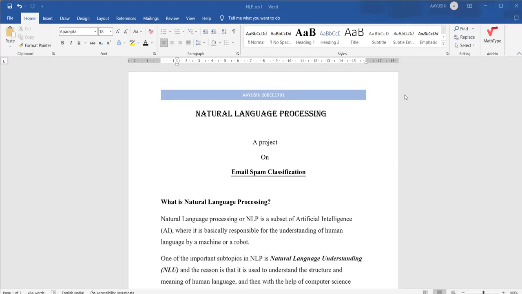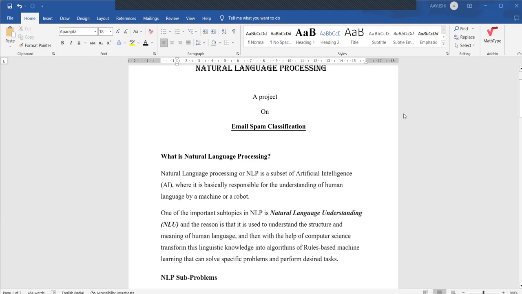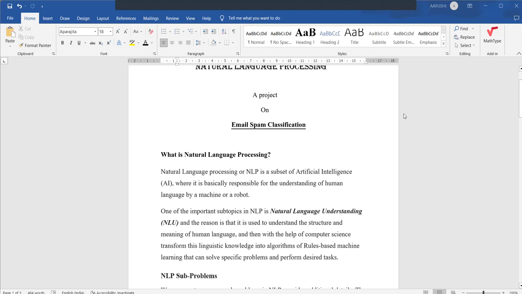So first, starting with the introduction of what is natural language processing, which we are going to use on a wider level in this project: NLP, or natural language processing, is a subset of artificial intelligence, or AI, where it is basically responsible for understanding of human language by a machine or a robot.